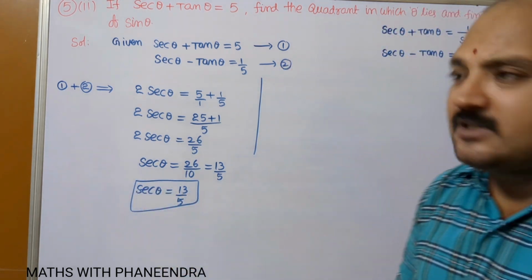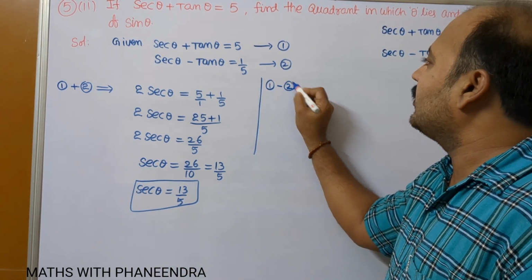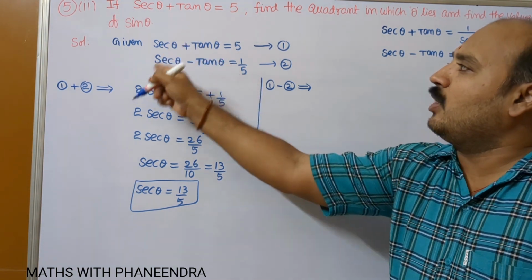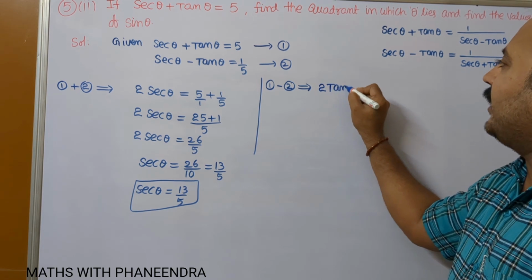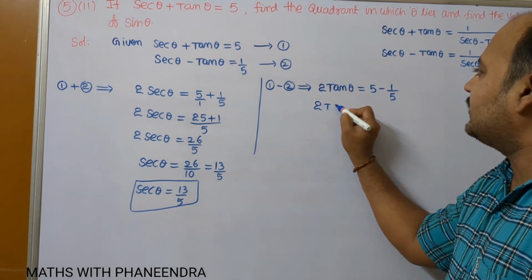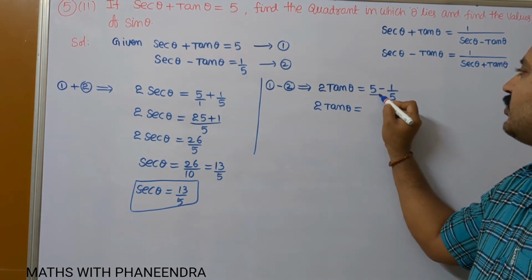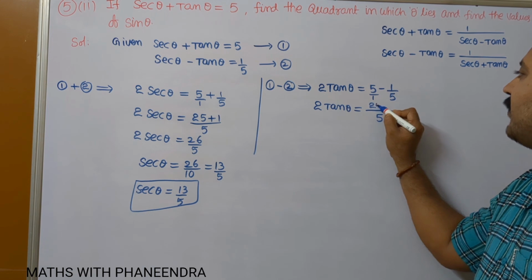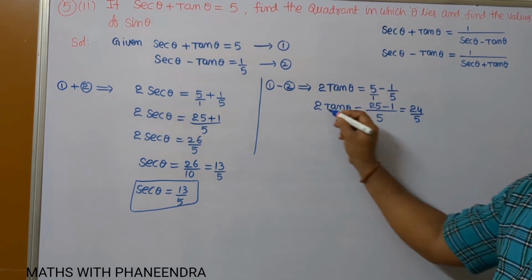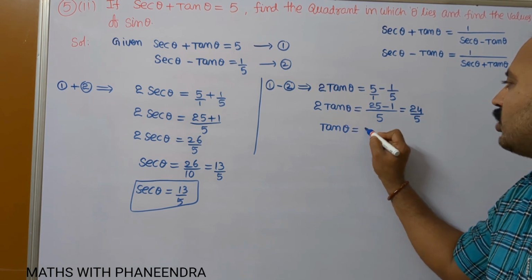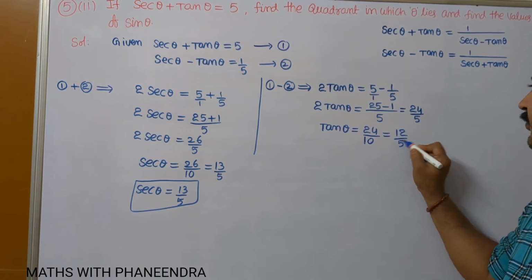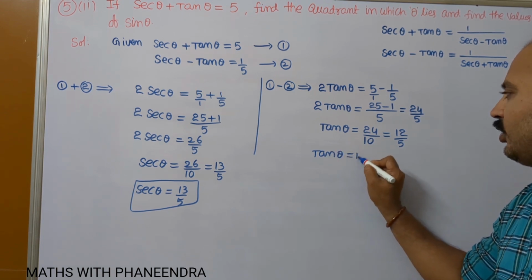Okay, dear students. Next, we subtract the second equation from the first. Whenever we are subtracting, here minus, here plus, here minus will come, so secant theta terms will be cancelled. Tan theta plus tan theta, 2 tan theta, is equal to 5 minus 1 by 5. So 2 tan theta is equal to 5 by 1, LCM 5, so 25 minus 1, which is equal to 24 divided by 5. But I want only tan theta, so tan theta equals 24 divided by 10. Two 12s are 24, two 5s are 10. Therefore, tan theta equals 12 by 5.